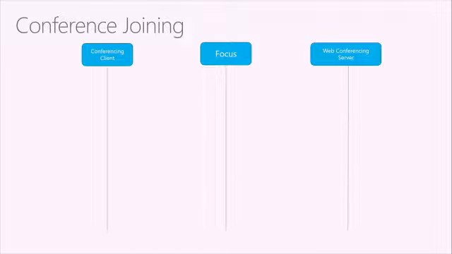Now, it wouldn't be a conferencing discussion if we didn't get a chance to throw a ladder diagram in there. So we're going to take a chance to step through what this looks like in ladder diagram form when I look at the conference join process. The players involved here are the conferencing client, the focus, which is the actual meeting itself, and then in this case, say the web conferencing server.